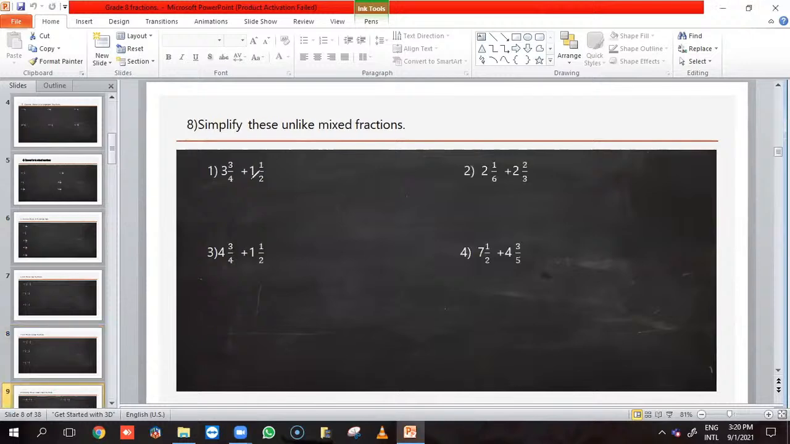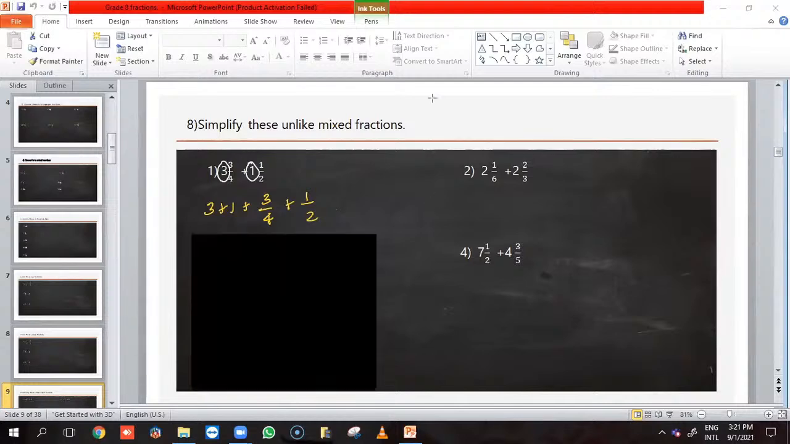Simplify these unlike mixed fractions. Right. So what do you have to do? It is easy for you if you do it like this: this is the whole number part, add them together. 3 plus 1, then the remaining fractional part, 3 over 4 plus here 1 over 2. Any method from the two methods that we have learned, you can follow to do this one. I will take this space for doing this one.